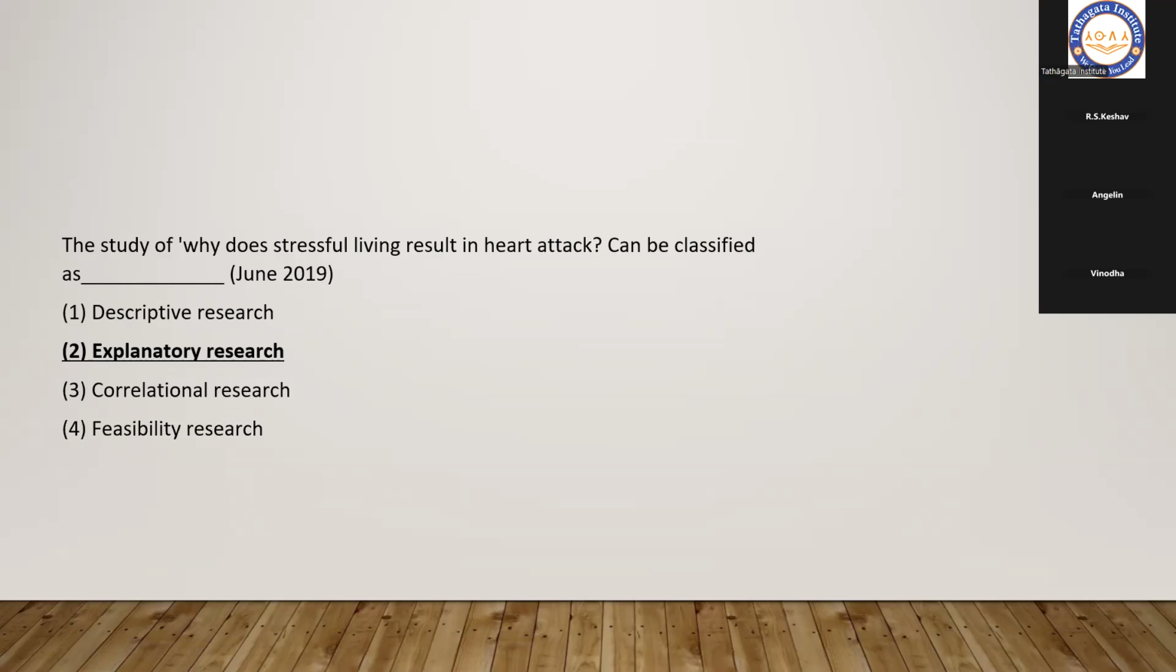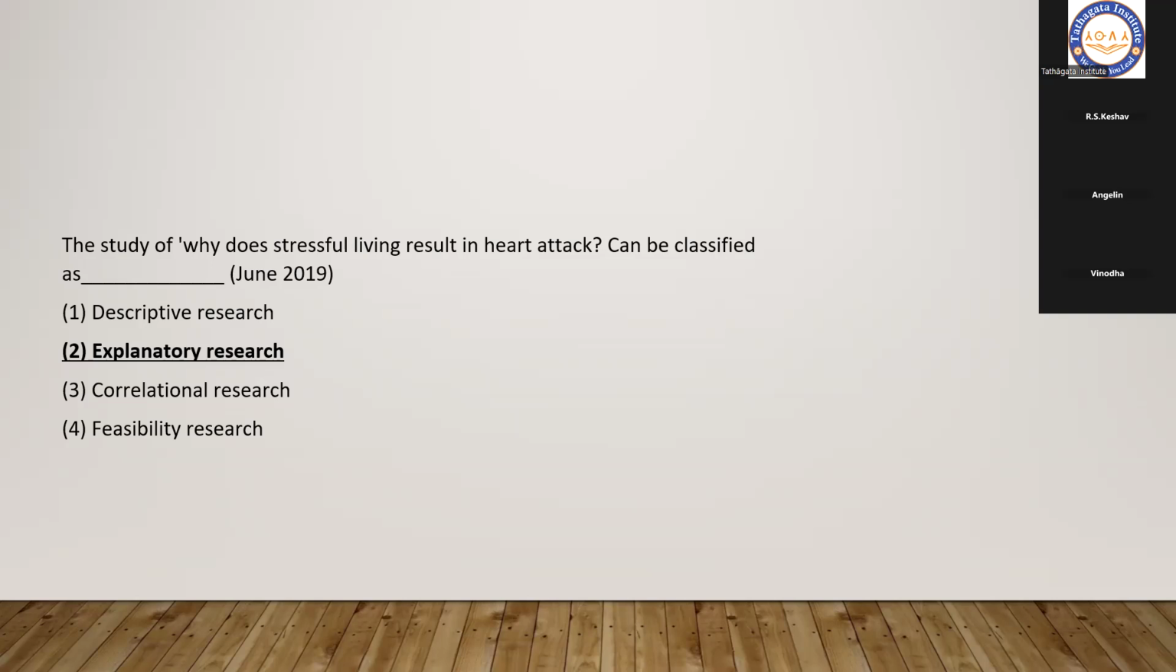The study of why stressful living results in heart attack can be classified as what? I gave many real-time examples because we will have questions based on real-time examples. When we see the word why, if you go back to the PPT, explanatory research answers the question why. So the key word in this question is why does stressful living result in heart attack. We have to look for the key word. Descriptive research will have a lot of description, but it need not answer the question why.